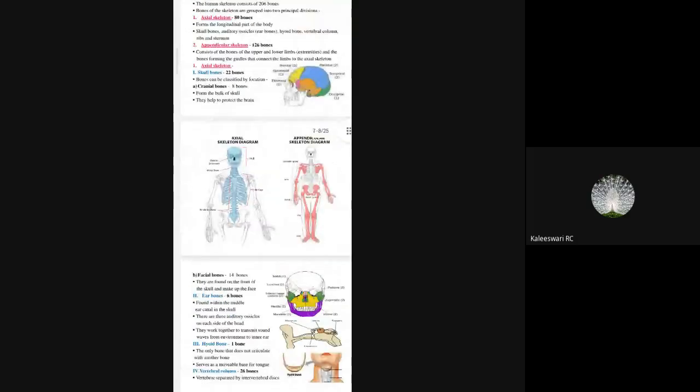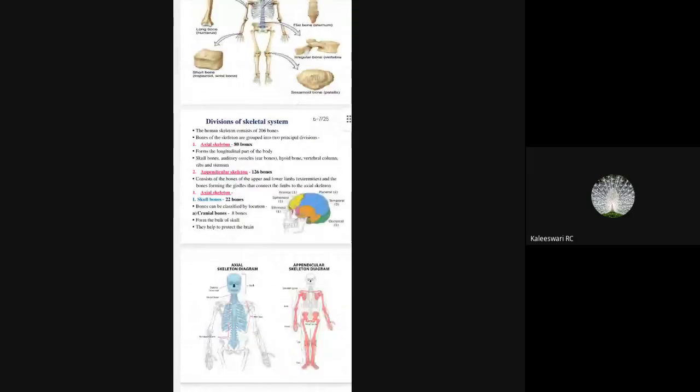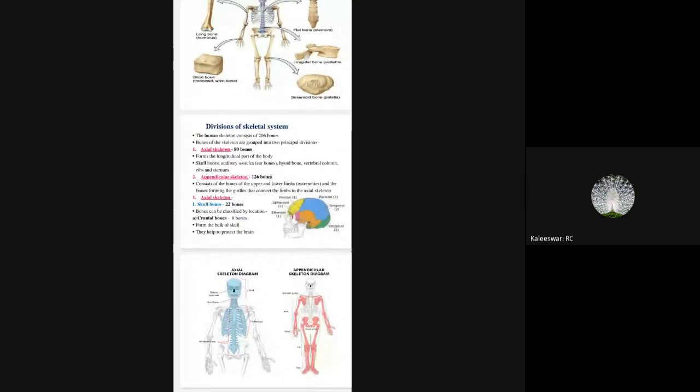Okay. So, in the last class, we studied up to the divisions of the skeletal system. Axial skeleton consists of 80 bones, and it is the central part of the body. And appendicular skeleton consists of 126 bones, and it is the peripheral part of our body, like limbs and girdles. So, now we will go into the details of the axial skeleton.